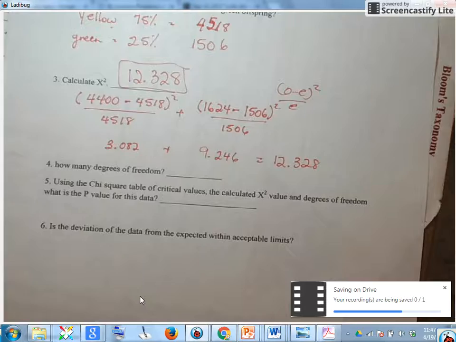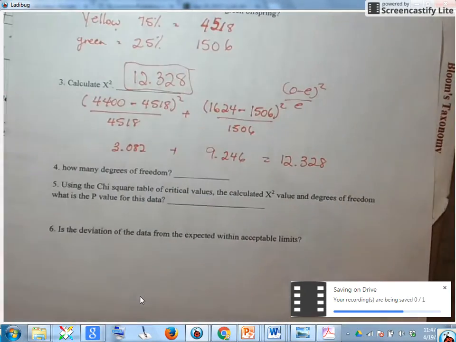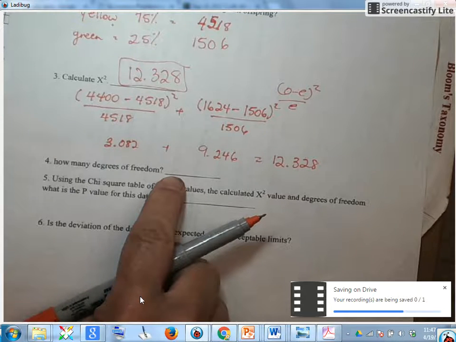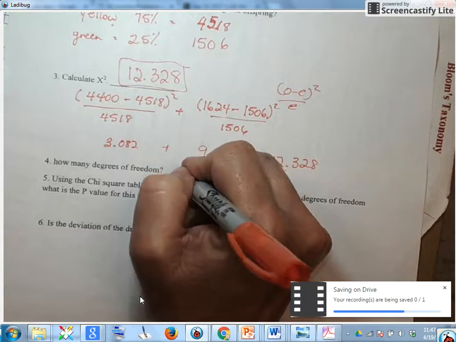I have to move on. I'm done with the calculator though. How many degrees of freedom? Well, with degrees of freedom, we had 2 choices. The peas could be yellow, the peas could be green. That's 2 choices. Minus 1 is 1. So there's 1 degree of freedom.